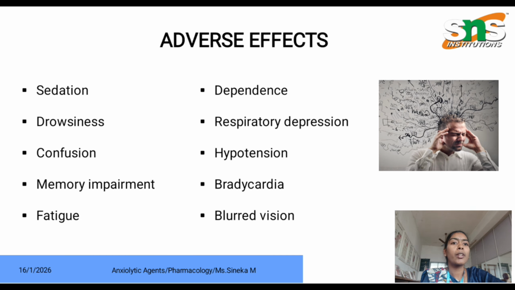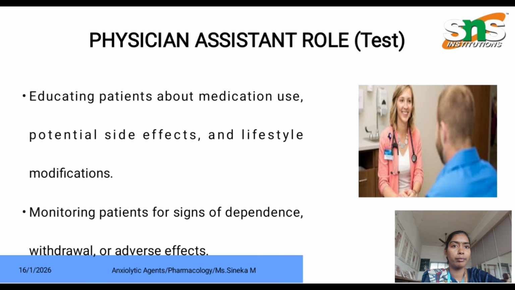And also by using beta blockers, it creates bradycardia in patients. Blurred vision also occurs, because the ciliary muscles hold the lens to focus the objects. By reducing brain activity and signaling transmission, it relaxes the ciliary muscles also. Then our lens can't focus on the object, so it leads to blurry vision.